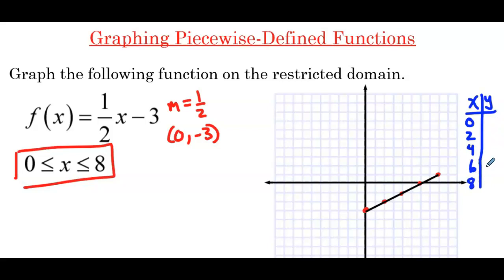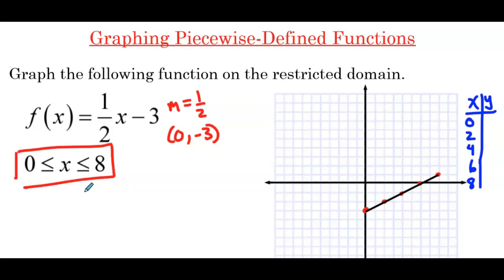Gotten the y value of each corresponding x value, plotted the points that we got on our graph, and connected them. Now again, we don't want to put arrows at the end because that would indicate that the line continues infinitely and the domain would be all reals, where we only want the domain to be 0 is less than or equal to x, which is less than or equal to 8.